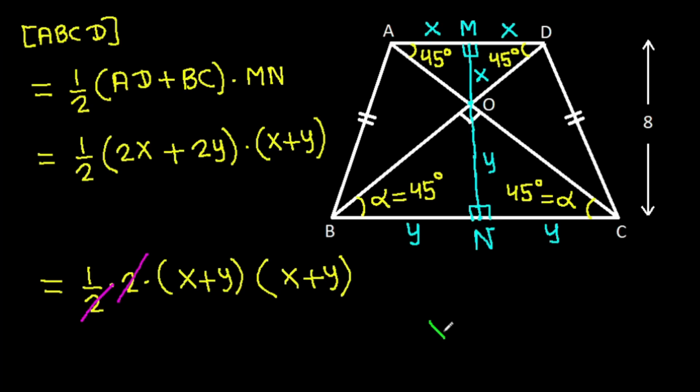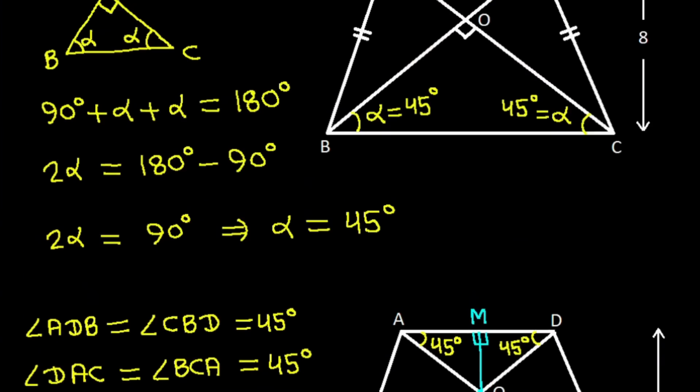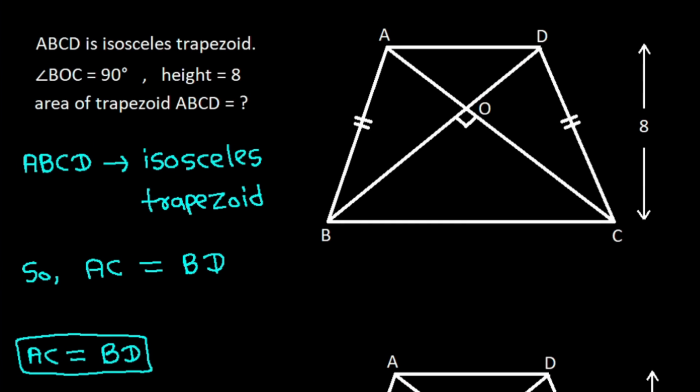And X plus Y will be the height, that is 8. So X plus Y is 8, times X plus Y is 8, that will be 64. So the area is 64.